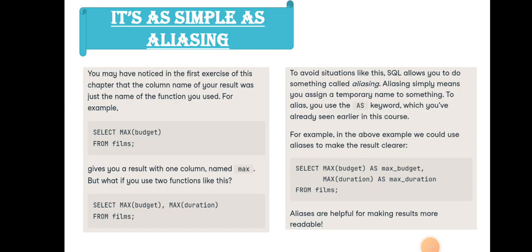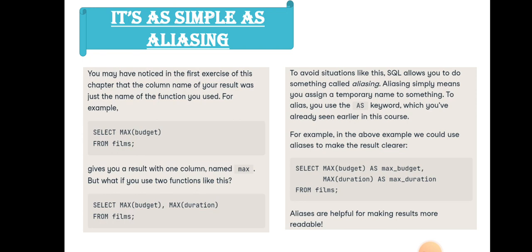Next is it's as simple as aliasing. You may have noticed in the first exercise of this chapter that the column name of your result was just the name of the function you used. For example, select max budget from films gives you a result with one column named max. But what if you use two functions like this?